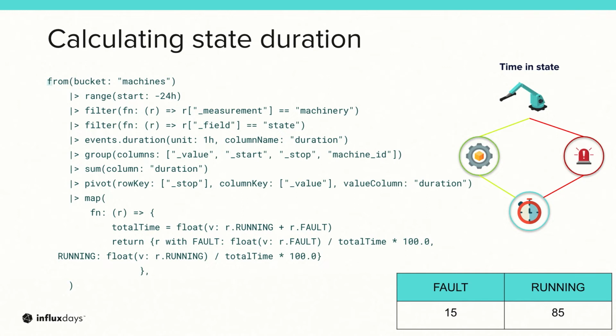Next, we're going to total those durations together to get the total amount of duration that that machine has been in that state over the course of that 24-hour period. After that, we're going to use a simple map function to calculate the percentage of time that machine has been in that specific status. So as you can see, our result is as follows. We have our fault at 15% and our machine is running at 85% efficiency. So these are great stats that you can use in your OEE calculations.